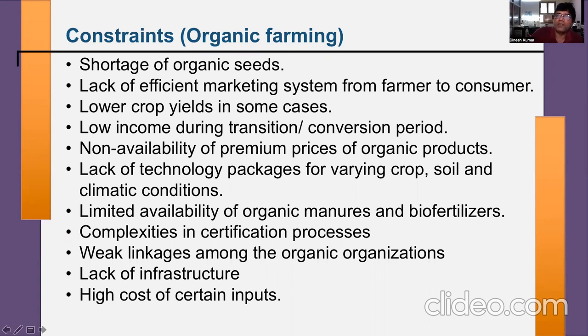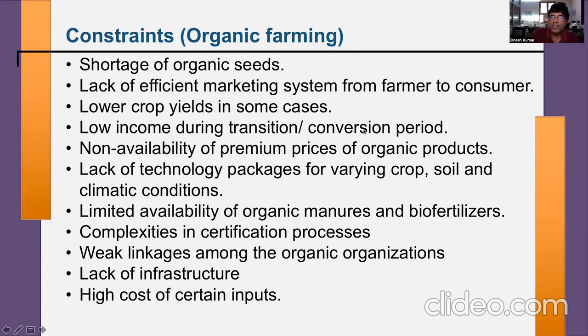Lack of an efficient marketing system from farmer to consumer. That is the main reason farmers are suffering in India. Forget about organic products, it happens with conventional products also. Farmers are not able to get remunerative prices. See now the onion, which used to be sold at 40, 50 rupees. Now it is really shameful that it is being sold at a very cheap rate and farmers are selling at 3 rupees, 2 rupees a kg. So it can happen to organic products also, because farmers do not have any bargaining power. Lower crop yields in some cases: it is not always a rosy picture. Sometimes you can get lower yield in organic farming also, which is a limitation.